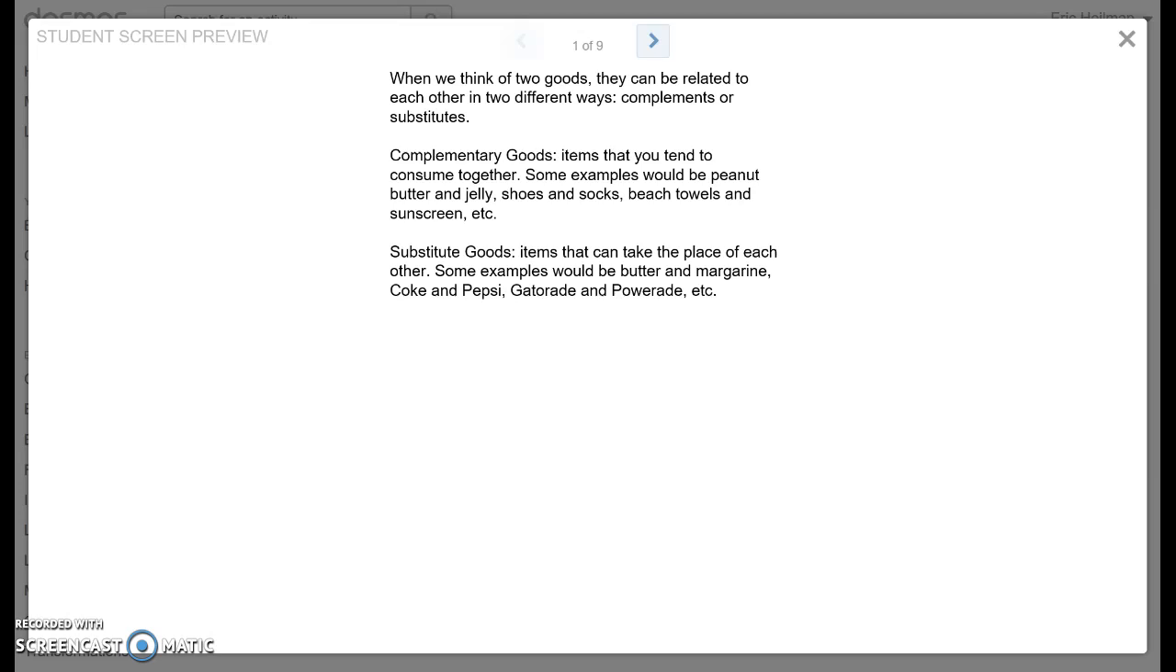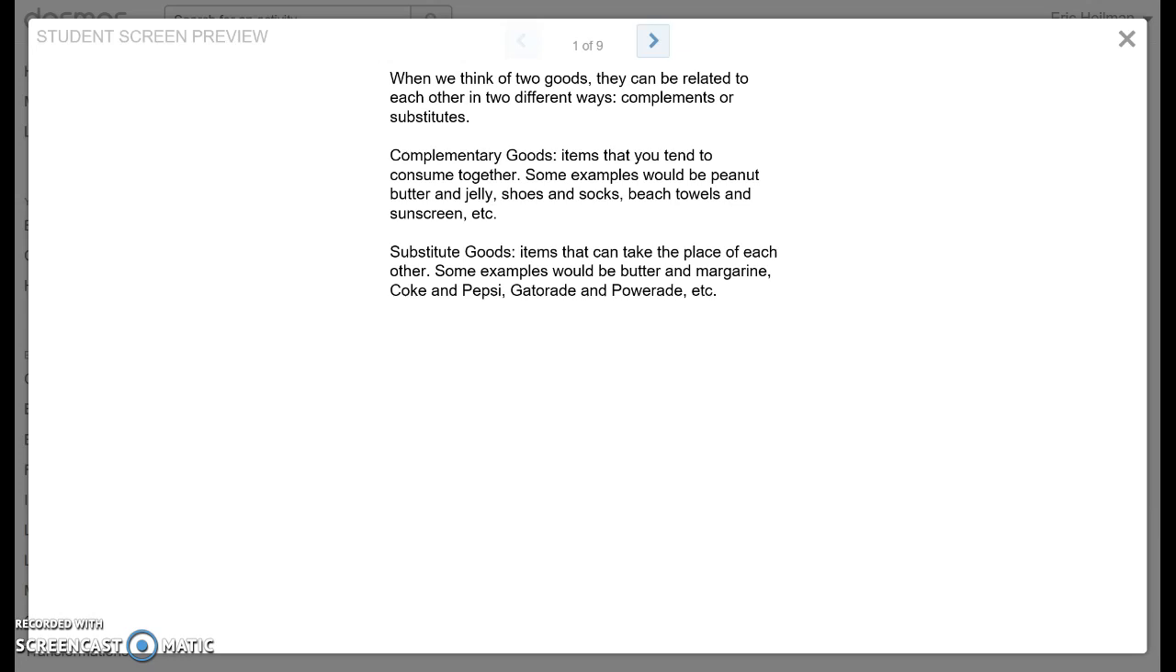The first idea is complementary goods. These are items you tend to consume together. Some examples would be peanut butter and jelly, shoes and socks, beach towels and sunscreen, and so on. Substitute goods are items that can take the place of each other. They substitute for each other. Some examples would be butter and margarine, Coke and Pepsi, Gatorade and Powerade.